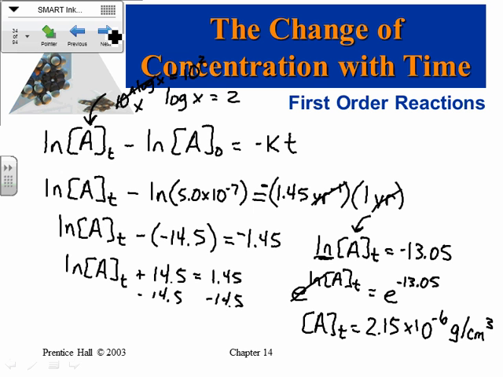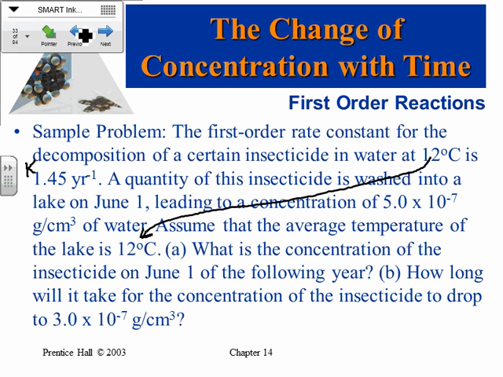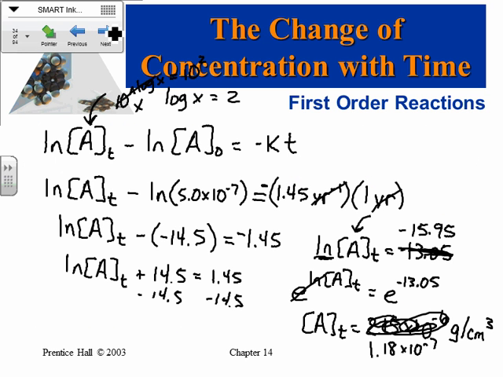Negative 1.45, so then minus 14.5, so that should have been negative 15.95 here instead. Okay, so then when we take e to the negative 15.95, okay, there we go, 1.18 times 10 to the negative 7th, that seems better. Okay, so not a huge decrease in concentration, but it did decrease, which is what we would expect over time. Okay. All right. So that's how you plug into that equation.